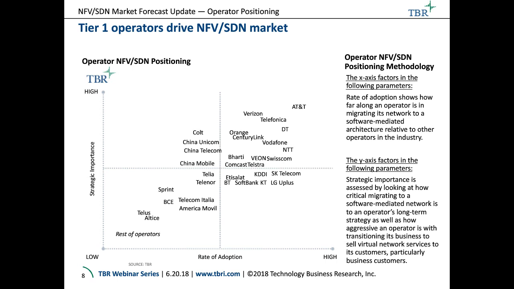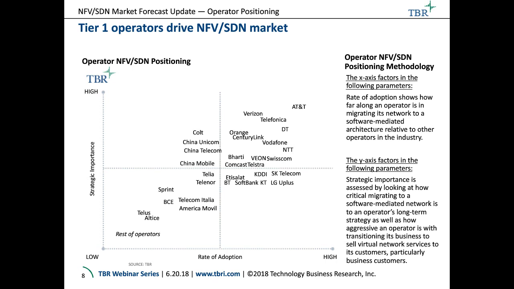Verizon, Telefonica, DT, Vodafone, Orange, that next tier of companies are some of the largest telcos in the world. They are also actively engaged in deploying and trialing some of these technologies. And then as we move down on the position chart, we're going to see a mix of emerging market operators. We'll see some cable operators here.